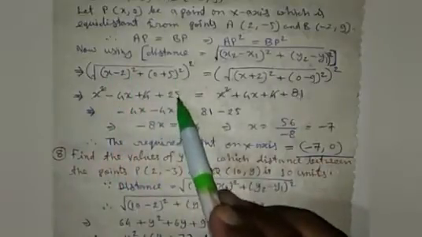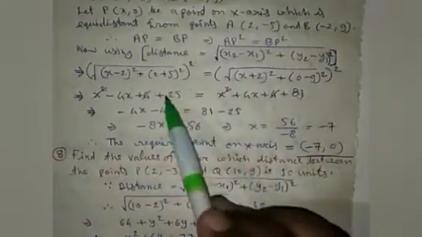So here (x minus 2) whole square will give x square minus 4x plus 4 plus 5 square means 25. That is equal to here (x plus 2) whole square, which is equal to x square plus 4x plus 4 plus 9 square, 81. So here x square and x square on both sides are cancelled out. Similarly 4 and 4 is cancelled out.